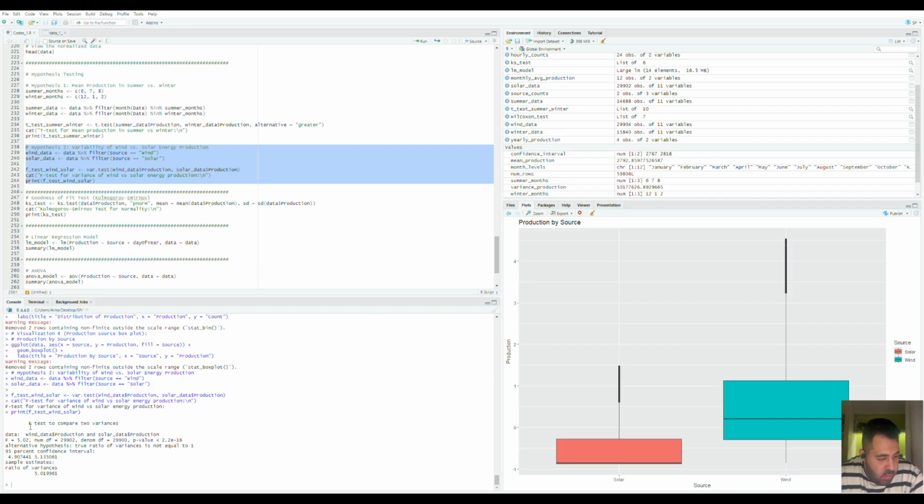The results are here again. The F value is 5.02, the degrees of freedom are those, P value is close to 0. So here the F value of 5.02 indicates a significant difference in the variances between wind and solar production.